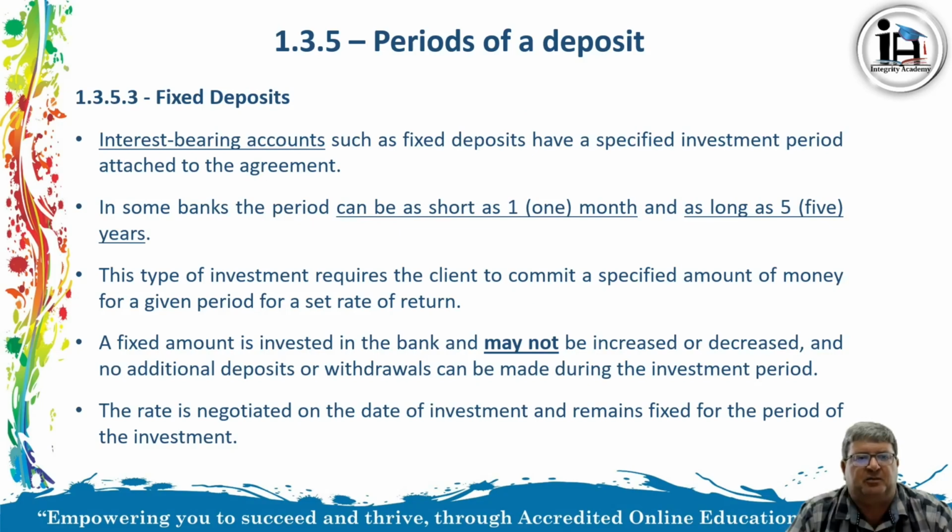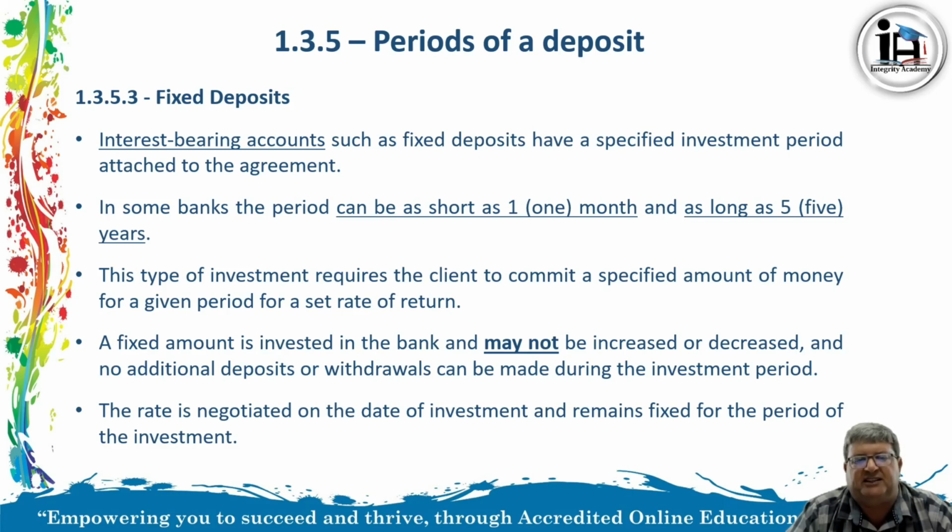Okay, when we look at fixed deposits, interest bearing accounts such as fixed deposits have a specified investment period attached to the agreement. In some banks, the period can be as short as 1 month, but also as long as 5 years. This type of investment requires the client to commit a specified amount of money for a given period for a set rate of return. In other words, you agree to pay 1,000 Rand a month for the next 5 years, or 1 year, or 2 years, or whatever you decided.